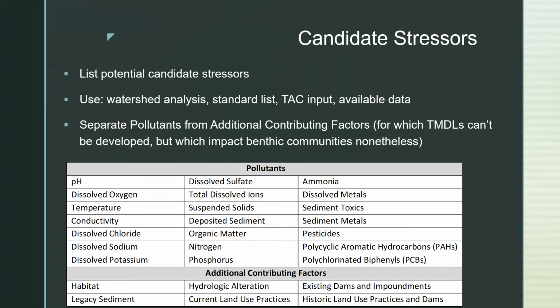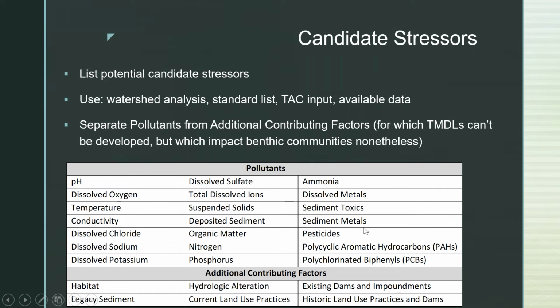So what might those candidate stressors be? Here's a potential list for you here of different pollutants. You might want to look at what you've learned from the watershed. Okay, start with a standard list, maybe add things, some input from the technical advisory committee. If you already have some available data that might point in a direction or two, make sure those candidate stressors are included as well. And this is where I was talking before, in answering one of the questions, about additional contributing factors. We may want to add to this list of potential stressors.